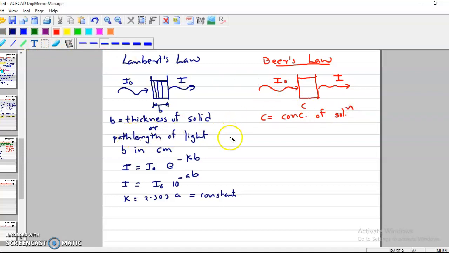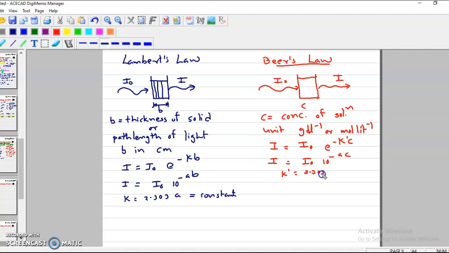So the unit of concentration can be grams per deciliter or moles per liter. So I is equal to I0 e raised to minus k dash c, where k dash is again a proportionality constant. So I is equal to I0 10 to the power minus ac, where k dash is equal to 2.303 A. Again it is constant.